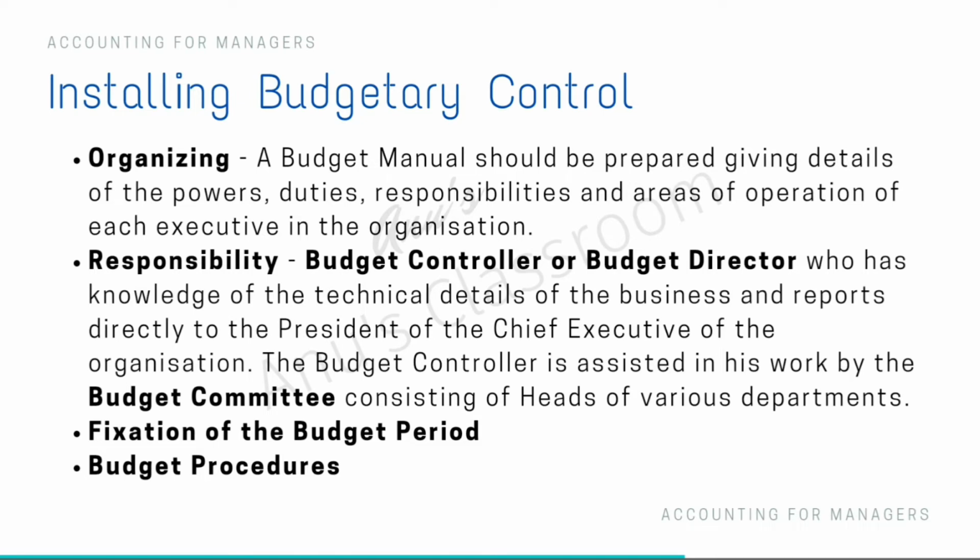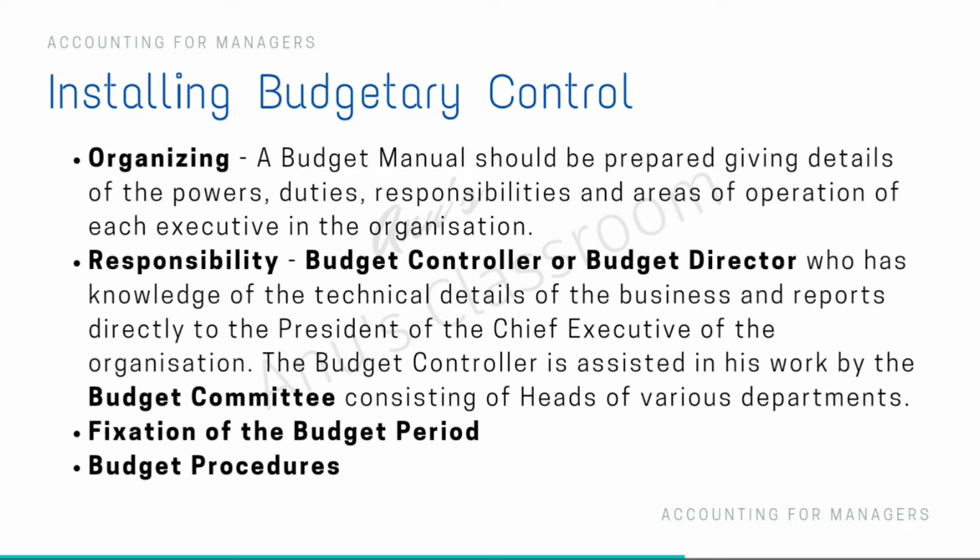So, how can we install budgetary control? First and foremost, we have to start with organizing. That is, we prepare a budget manual giving details of the powers and duties and responsibilities and all the areas of operation of each executive in the organization. Then we give responsibilities. That is, we'll have a budget controller or a budget director who has the knowledge of the technical details of the business, and they will report directly to the president or the CEO of the organization. Then this budget controller will be assisted in his work by a budget committee, which will consist of all the various heads of the departments of the organization.